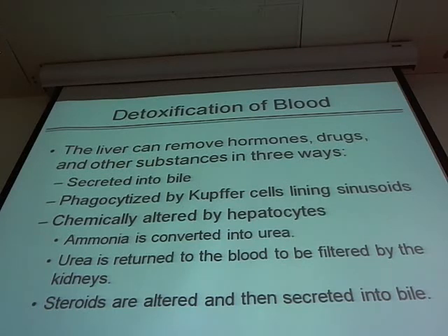It removes hormones, drugs, and other substances secreted into the bile, phagocytized by Kupffer cells, chemically altered. Okay? Ammonia is converted into urea. If your liver dies, your ammonia goes through the ceiling. It's one of the things that we watch very carefully. In liver failure, your ammonia goes through the ceiling.